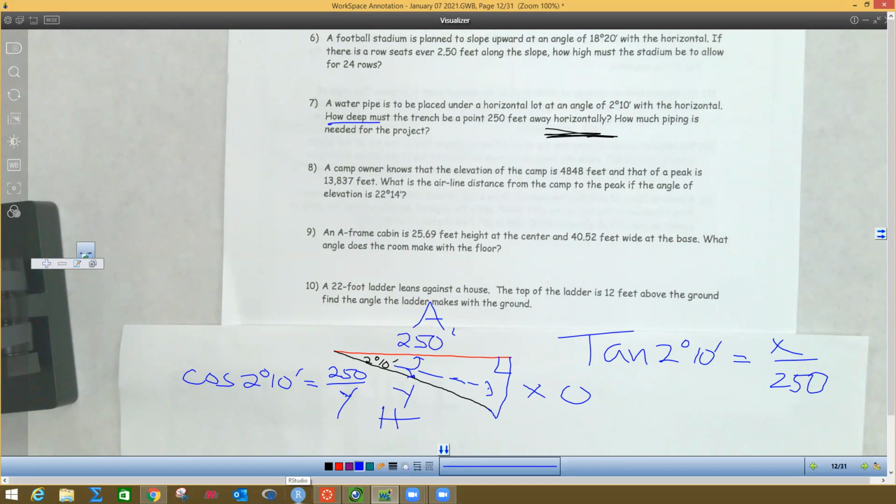Can you all solve those algebraically and then use your calculator? And you said number 9, right? Yeah. Can I erase this? Is it okay to erase now? Anybody still writing? Okay, here we go.